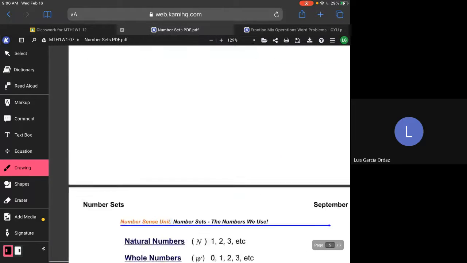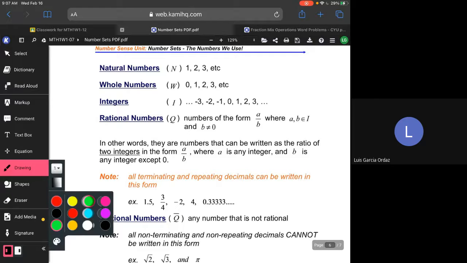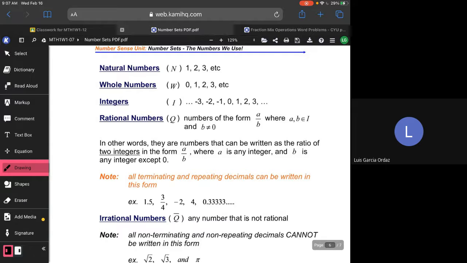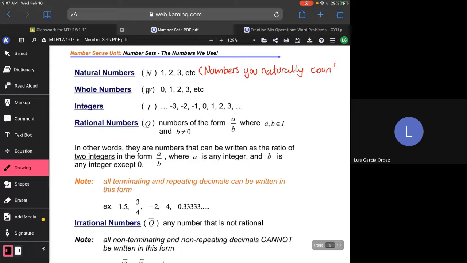Okay. So we have natural numbers. There are 5 or 6 different types of numbers. We have natural numbers. Can someone give me a definition of what natural numbers are? Think about when you count. What number do you start with? 1. So natural numbers would be defined as numbers you naturally count. Natural numbers are identified with the letter N.